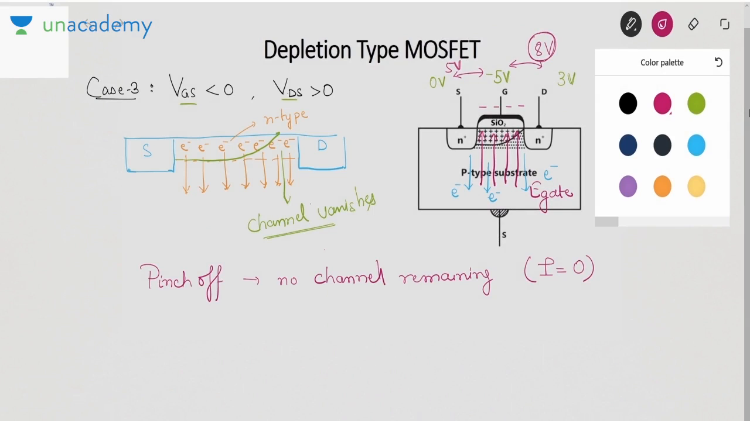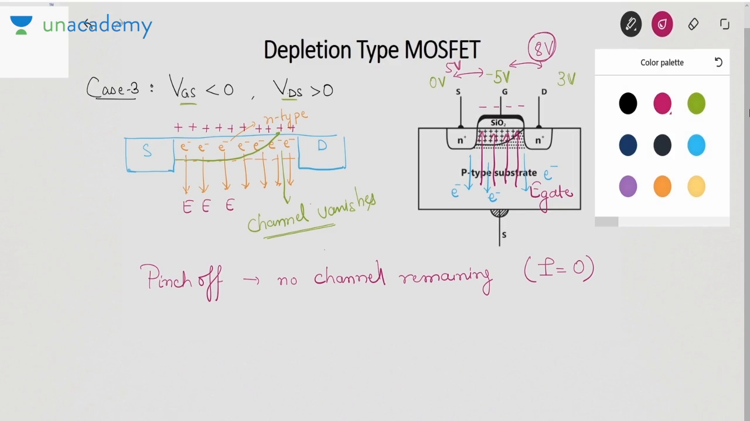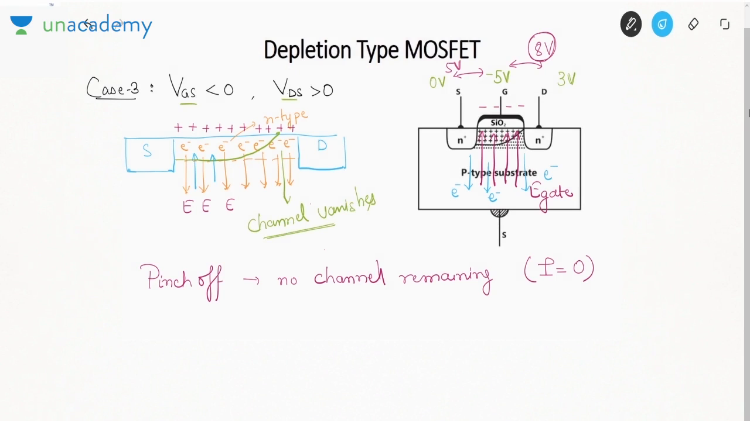See, if I apply positive voltage here at the gate, then the electric field is away from the positive voltage. If the electric field is away from the positive voltage, what is the direction of electrons? Electrons will move opposite to the electric field, or into the channel. Okay. So it means electrons enter the channel.